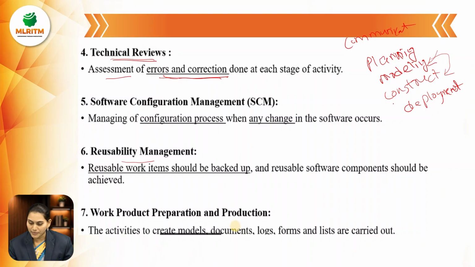We have 5 types of activities, which are the framework activities: communication, planning, modeling, construction, deployment. First, we are in the communication phase. In the communication phase, they assess the errors and bugs, identify them and resolve them. After all corrections are done at this stage, then we can move to the planning stage. In the planning stage also, they assess all errors and bugs. After all are resolved, we move to the modeling phase. So that means assessment of errors and corrections is done at each stage of the activity.